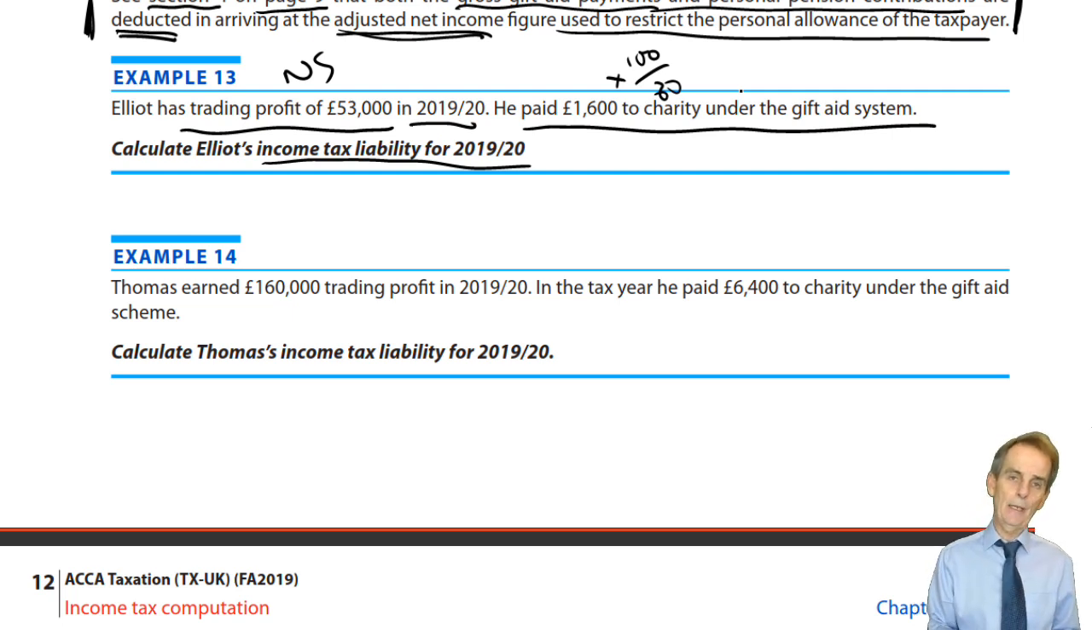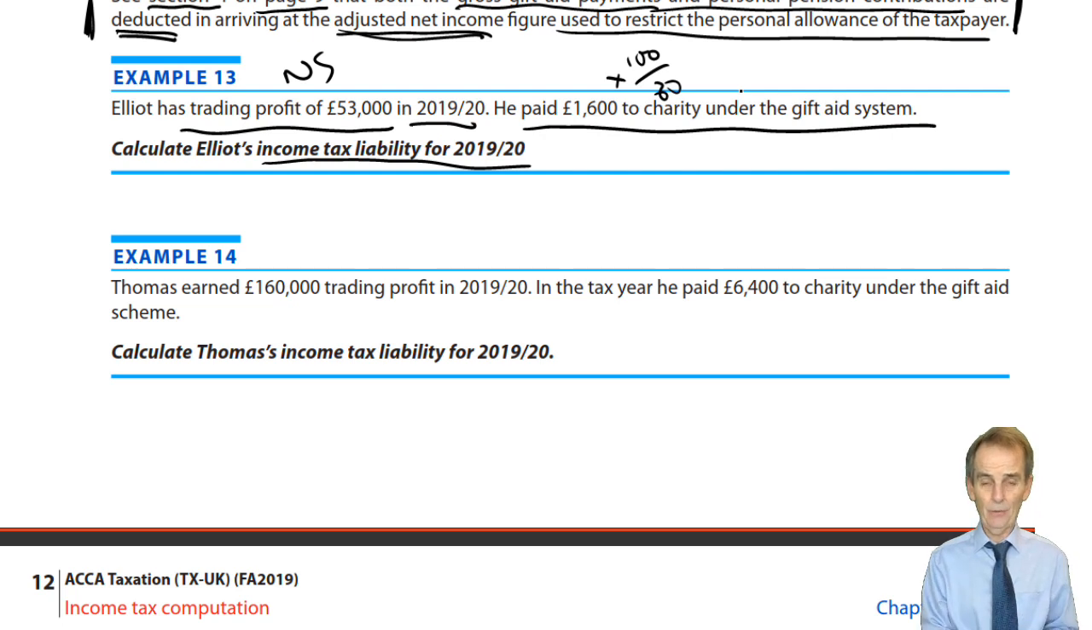You put together your income tax computation. One figure. Non-savings, 53,000. That is your total income. That is your net income. My personal allowance to deduct from net income to give me the taxable income. Is my net income in excess of £100,000? No, it isn't. It's only 53. So I get the full personal allowance. Take my personal allowance from my net income. I have my taxable income.